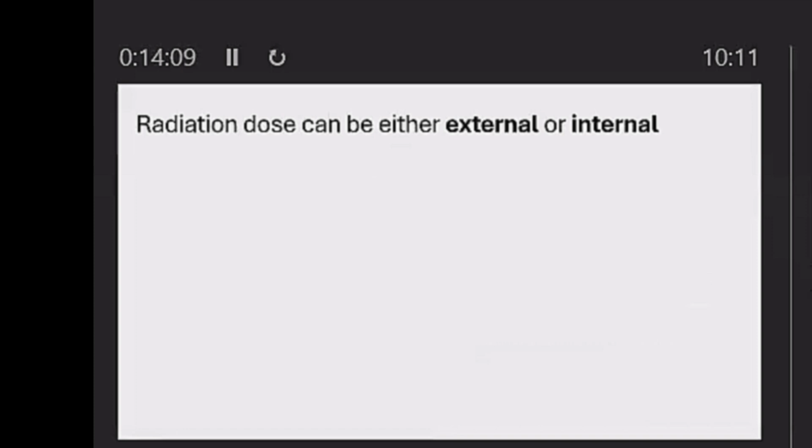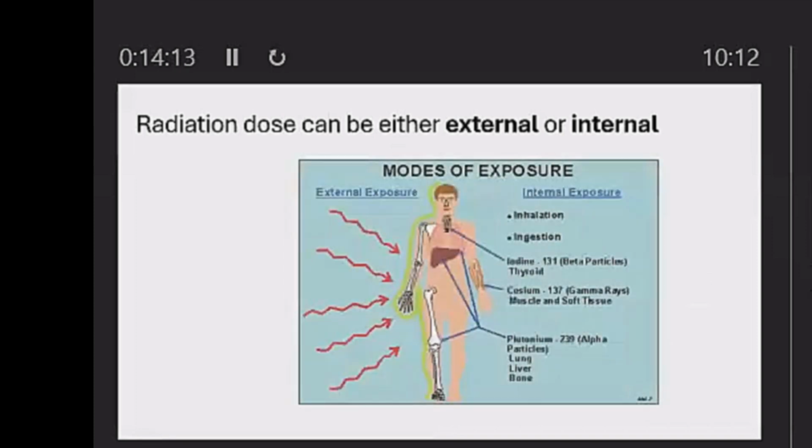Okay, as Elgin talked about, radiation can either be external or internal. External exposure is generally gamma. Most of the historical data we have for external exposure is gamma. Even in Hiroshima and Nagasaki, the dose was primarily from prompt gamma. A very small part of the dose was from neutrons.